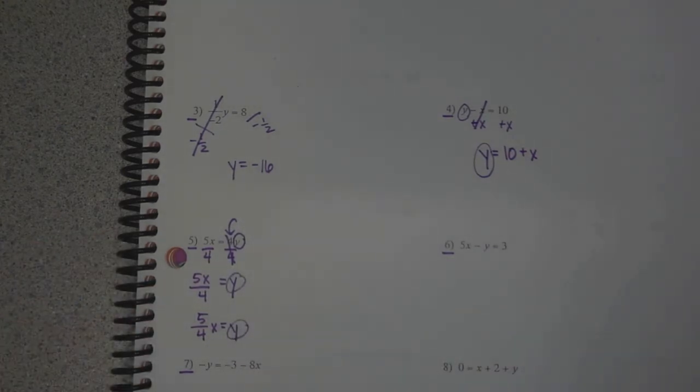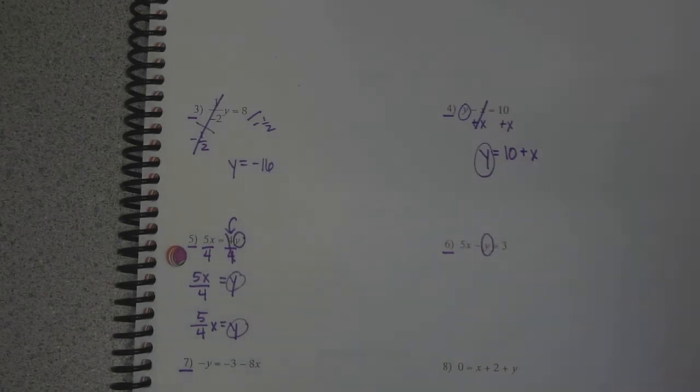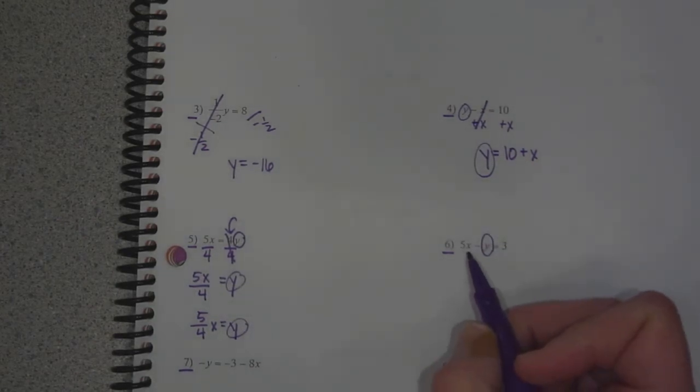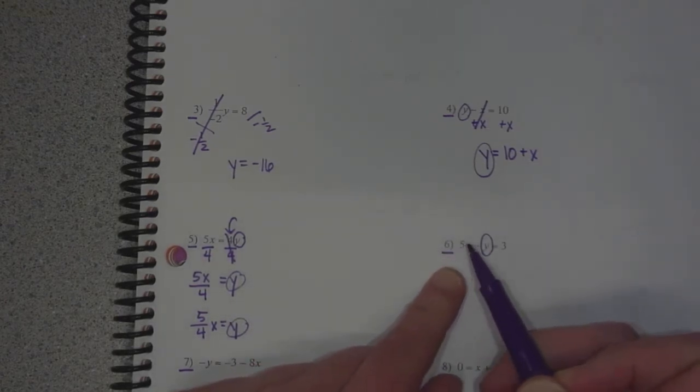Let's go to number 6. Okay, once again, we're trying to get this y all by himself. So let's start off by getting rid of the 5x. It looks like the 5x is being added or subtracted to the y, so we need to get rid of it with addition or subtraction.